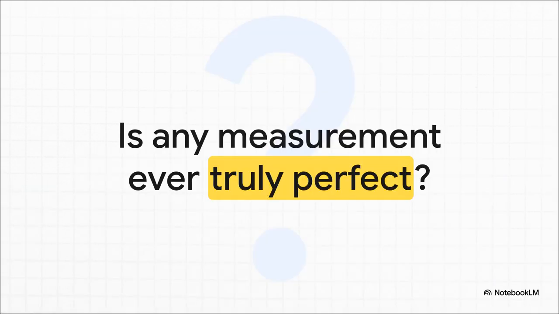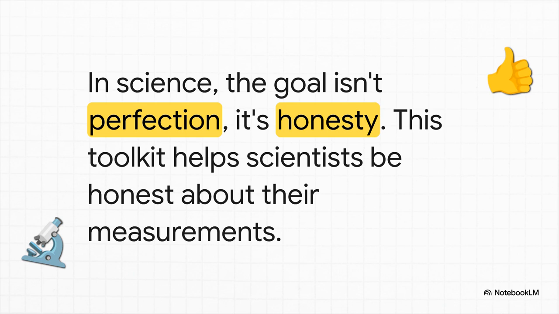So let me kick things off with a question for you. When you measure something, anything, say the length of your desk, can you ever get the perfect 100% exact value? The answer, and it doesn't matter how fancy your tools are, is always going to be no. And you know what? That's not a failure. It's just how the real world works. You see, in science, the goal isn't to chase some impossible idea of perfection. The real goal is honesty. It's about being crystal clear about what you measured and, just as importantly, how confident you are in that number. What we're talking about today is the exact toolkit scientists use to be that honest.